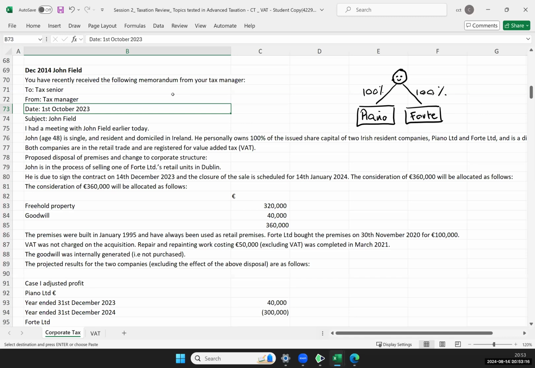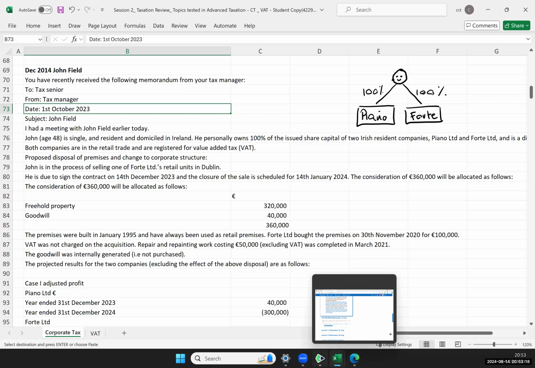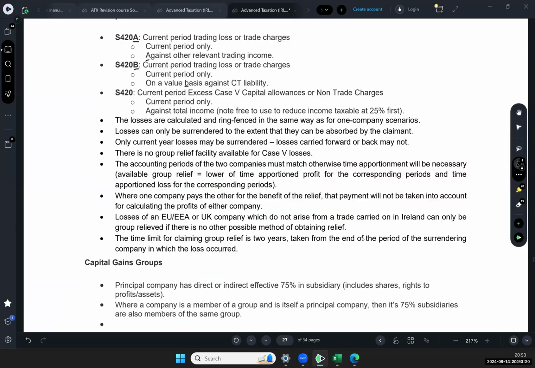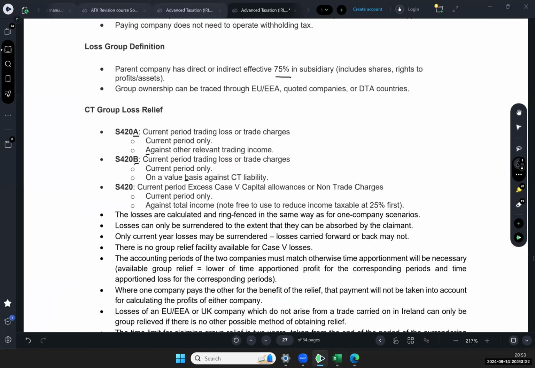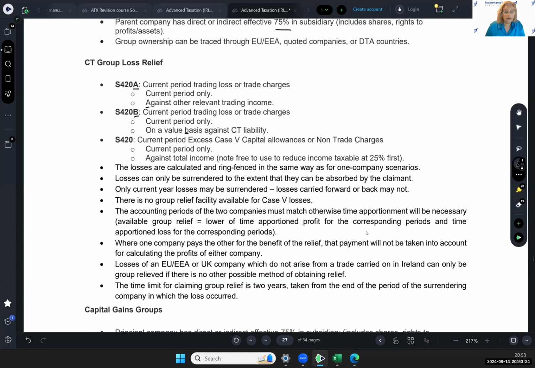You have to be the full year, or you can be like 8 months old, and then you're eligible to apply it. So the group can be formed on whatever date you like. It doesn't have to be the first day of the accounting period. You can form a group on any day of the year you like.